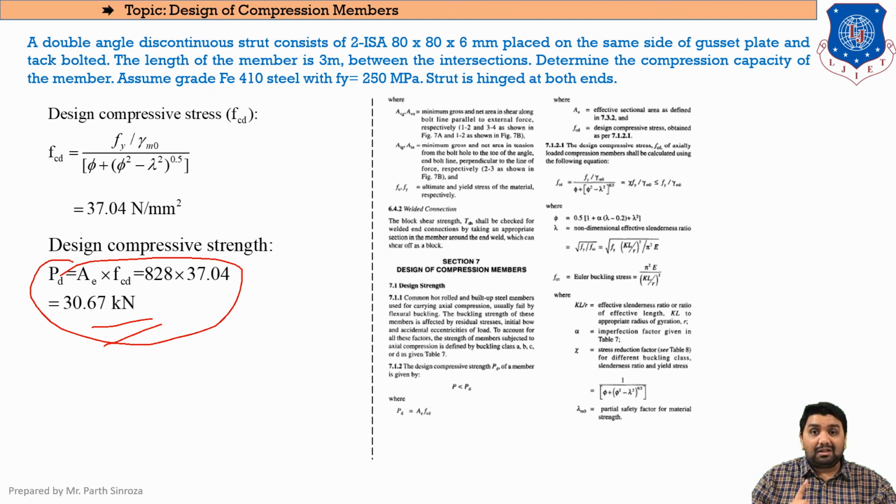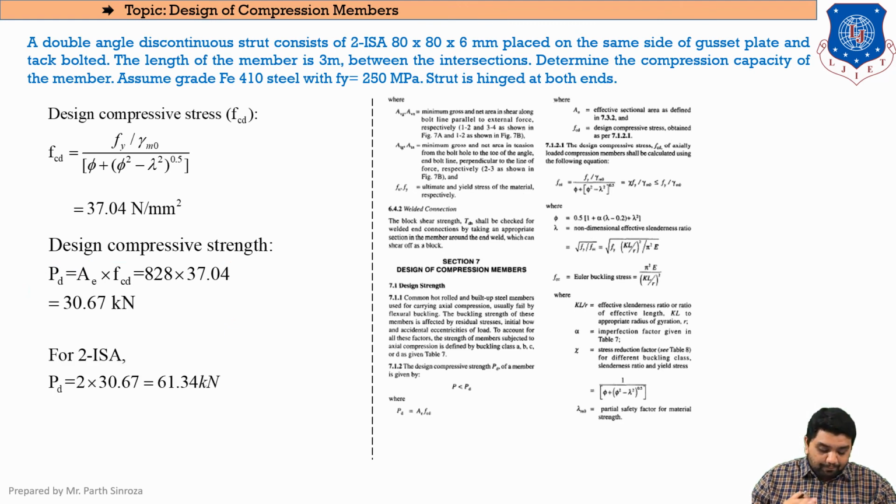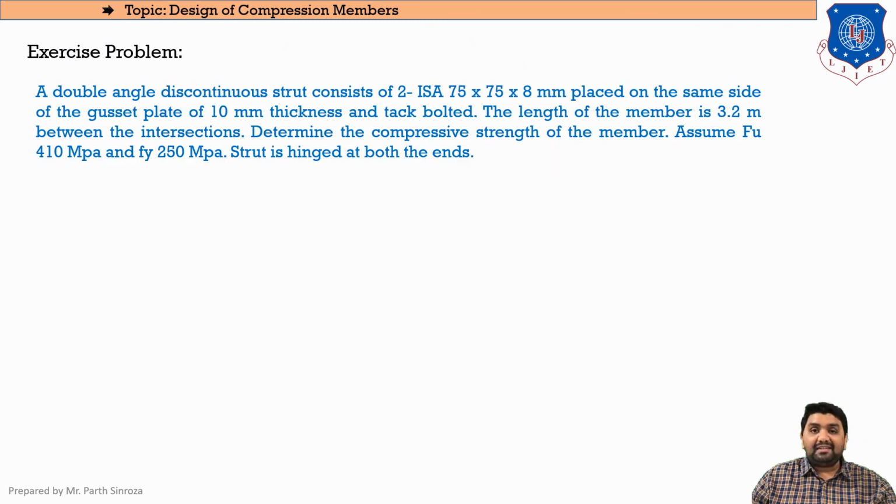But as two angles or the double angle section is provided, the final answer of ours will be the value multiplied by 2. Most of the students forget this and the marks are deducted. Okay? So keep in mind, you always need to multiply the value by 2 in the final answer, because a double angle section is given in the question. Yeah? So this is our final answer, and this will be our today's exercise problem.